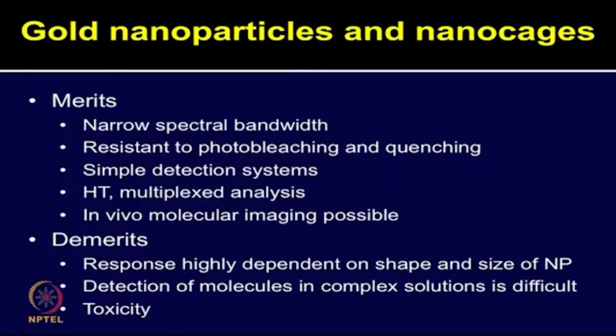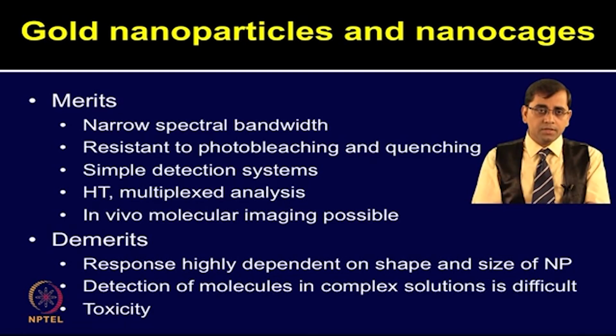There are various merits and demerits of using gold nanoparticles and nano cages. The merits include its narrow spectral bandwidth, resistance to photo bleaching and quenching, simple detection system, and high throughput and multiplexing capabilities. Additionally, the bioconjugated gold nano cages can act as molecular probe to target the desired cell, which enables in vivo molecular imaging.